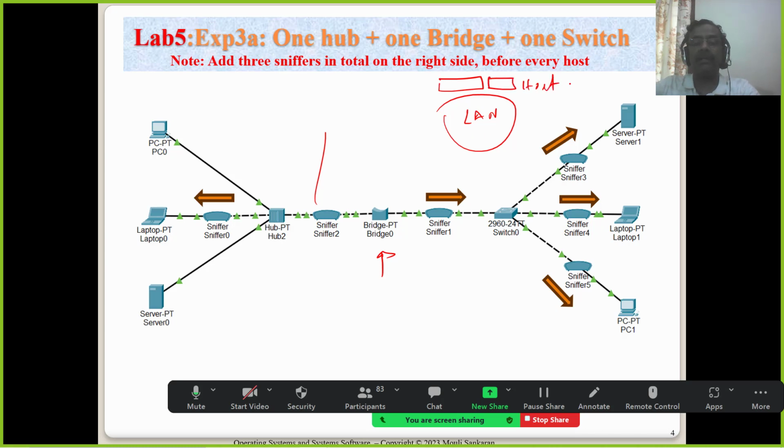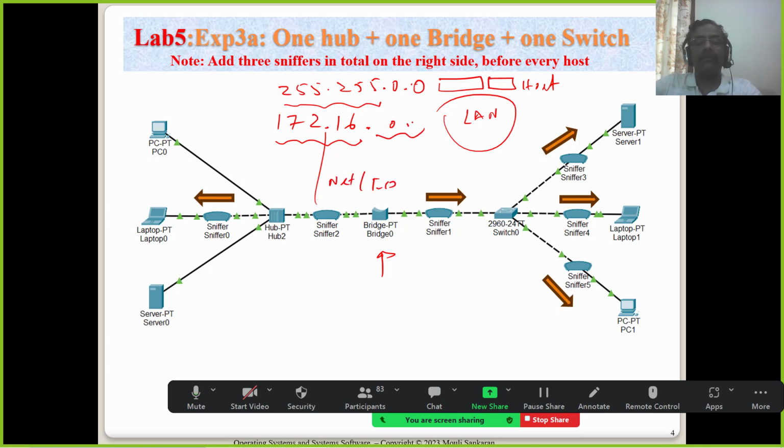I hope everybody is aware of what is network ID and host ID. Suppose I have 255.255.0.0. Whenever we are using the private IP address, you will see it starts with 172.16, if I remember correctly. So that's a standard for this: the higher two bytes being the network ID, the net ID, and the other two bytes are the host ID.